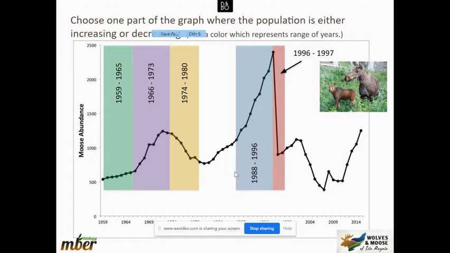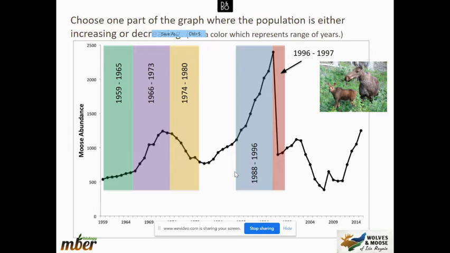So we're going to try and make sense of this. If you were in class for this discussion, you'll already have known this part, so you can skip ahead a little bit. But if you were absent or you missed it, I'm going to go through some of these sections. We're going to take a look at 3 different parts of this graph and see if the population is increasing or decreasing. And then we're going to talk about how we knew this.